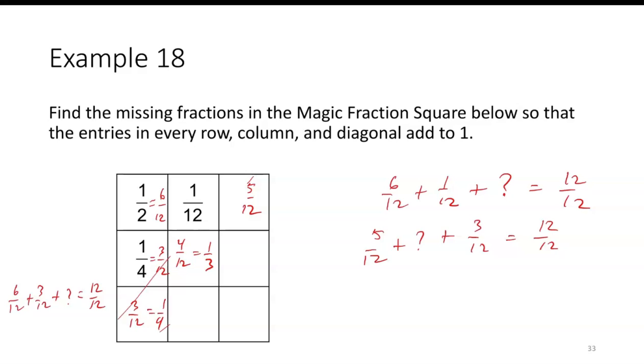And then the second row, you have 3/12 and 4/12, so 7/12. So this has to be 5/12. If I go down the middle column, I have 1/12 and then 4/12 is 5/12. This would have to be 7/12, and then this would have to be 2/12, or 1/6.